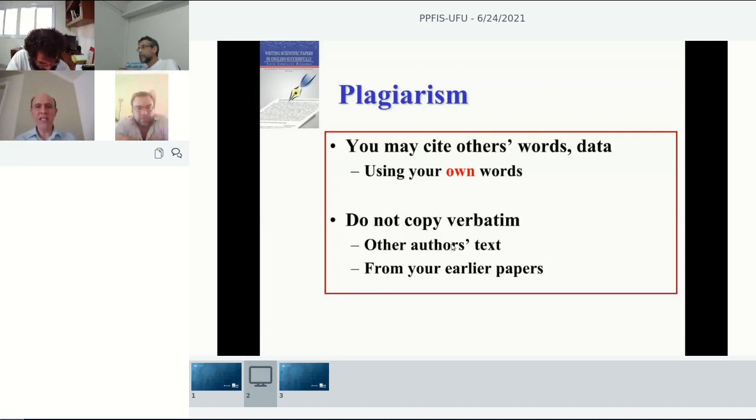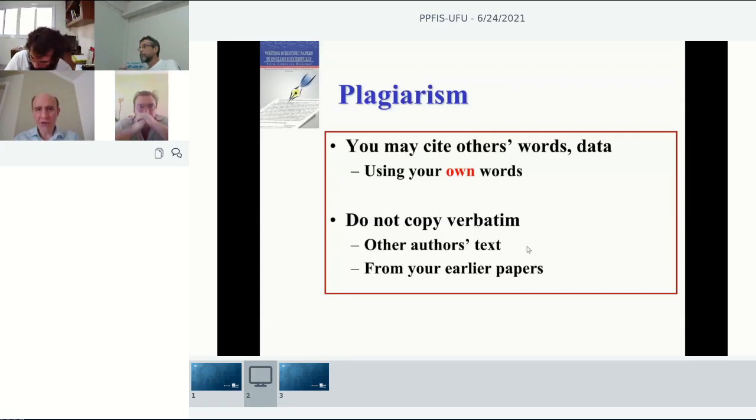Even if you copy text from an earlier paper, even if it's your own paper and you are the only author, it's also plagiarism. So you cannot do it. You can never copy text verbatim. Obviously, you can quote, so you can reproduce text from another source and put it between inverted commas or in italics. Then you are quoting text. You are quoting what another person, or even yourself in a previous paper, said.